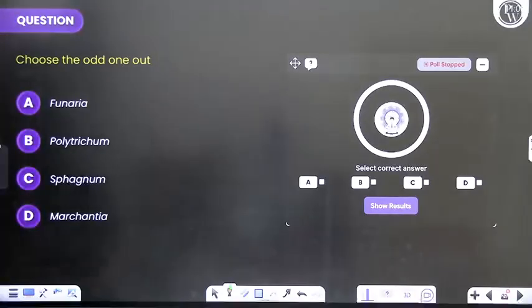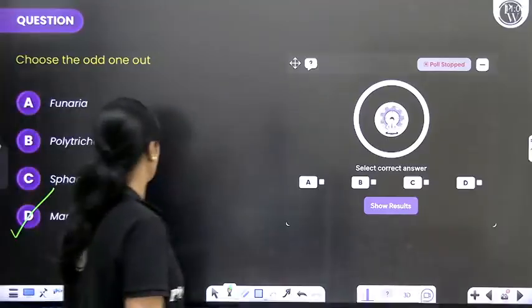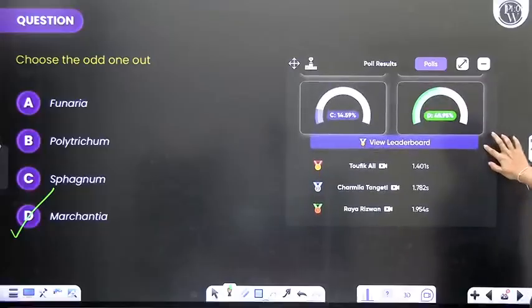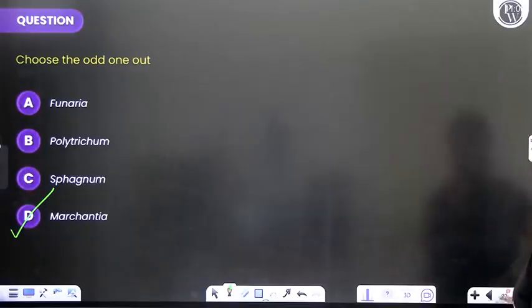The correct answer here is Marchantia, because that is a liverwort, the rest are mosses. 46%. Tawfiq, Sharmila, Rizwan, top 3.